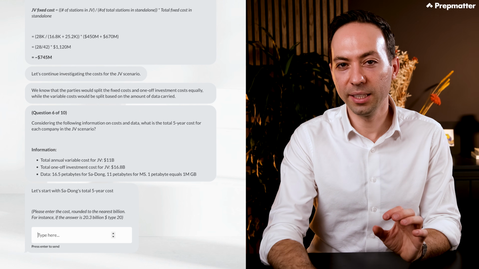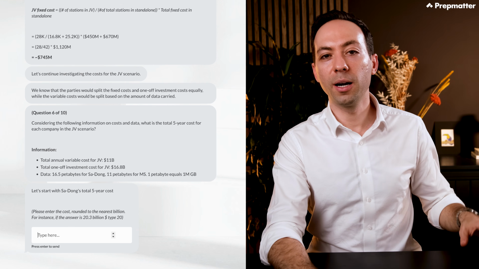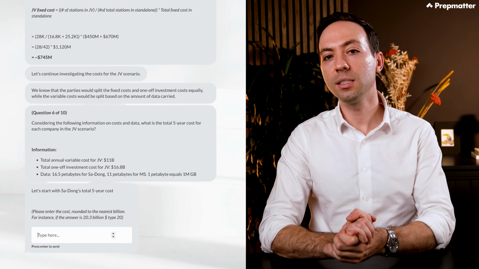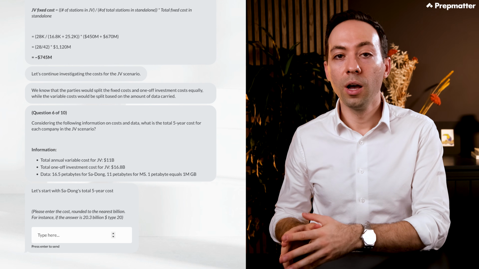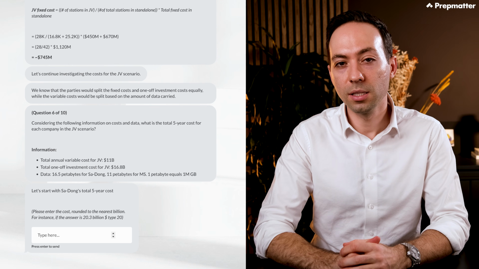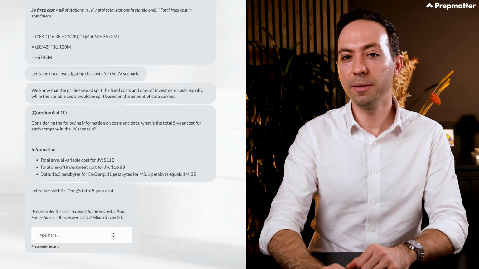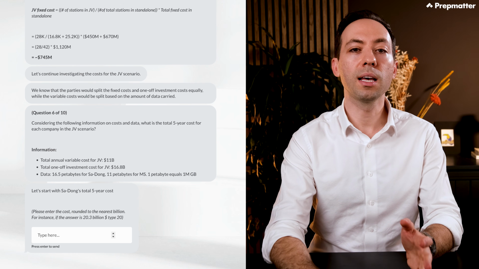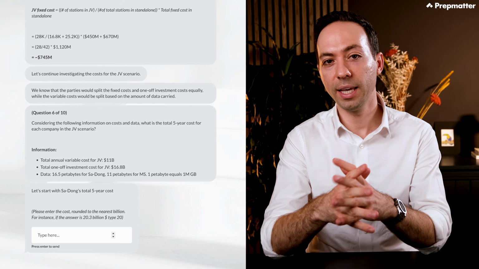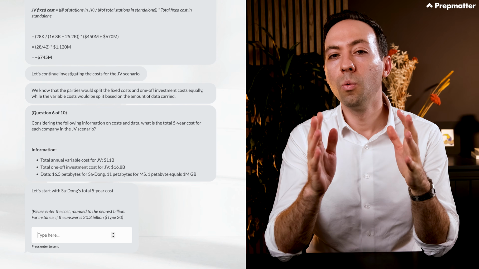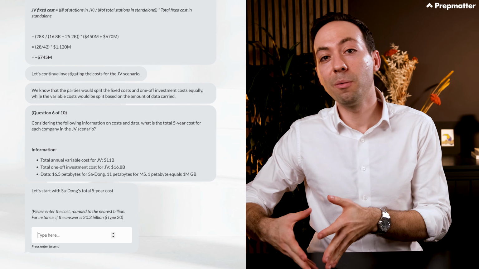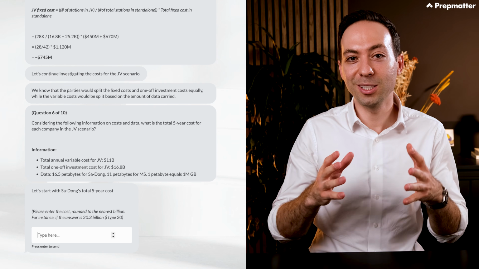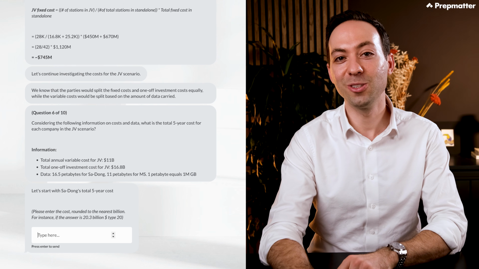Great. Let's move to the annual variable costs. This is a little tricky. While we know the total variable cost, which is $11 billion, we need to calculate how much of this is Sadong's share. Looking at the data amount, Sadong's customers demand 16.5 petabytes, while MS's customers demand 11 petabytes of data. We can calculate their share by dividing 16.5 by the sum of 16.5 and 11, which is 27.5. Let's use the calculator.